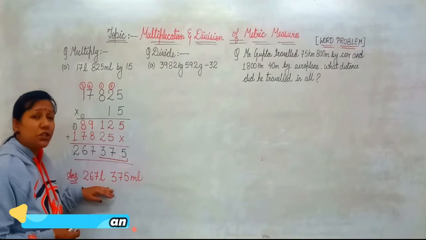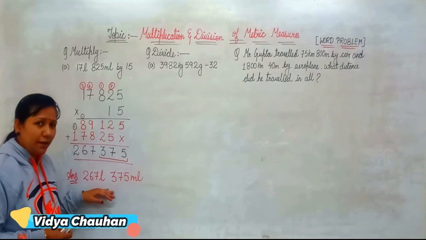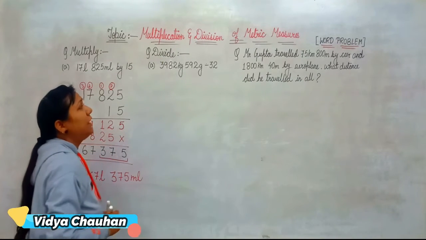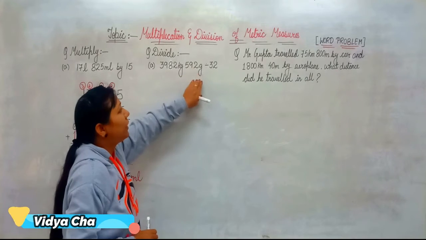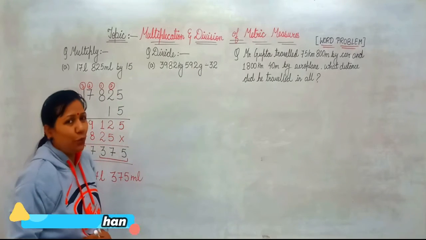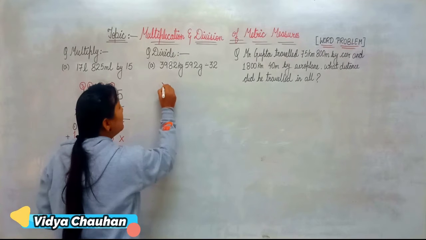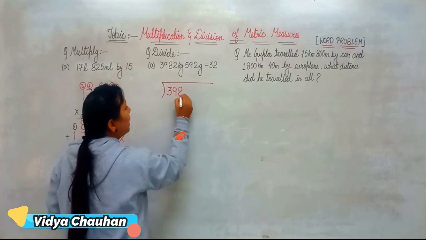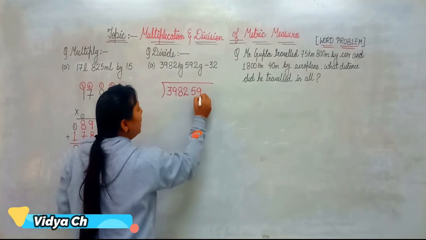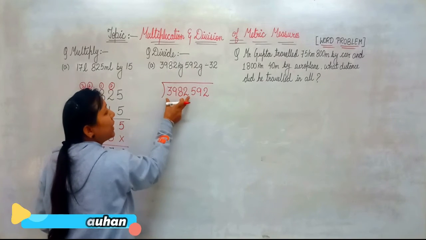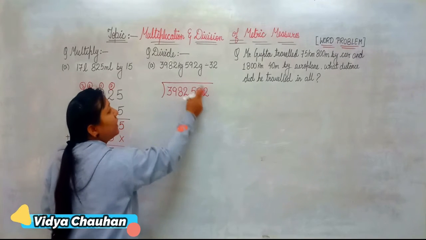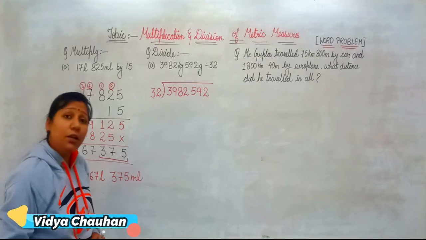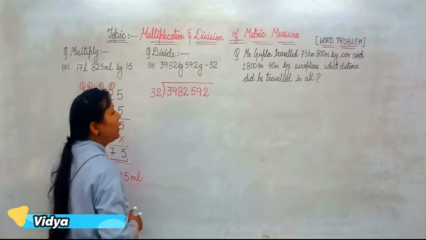I hope this multiplication part related to metric measure is clear. Now coming to the second part in which you have to divide, and you have to divide 3982 kg 592 gram with the value 32. So let us perform the division, and once again as I told you, division will be also the same manner. Write the values 3982592. So we have written all the digits together here, 3982592, and by which value we have to divide this? We have to divide it by 32. Clear students?